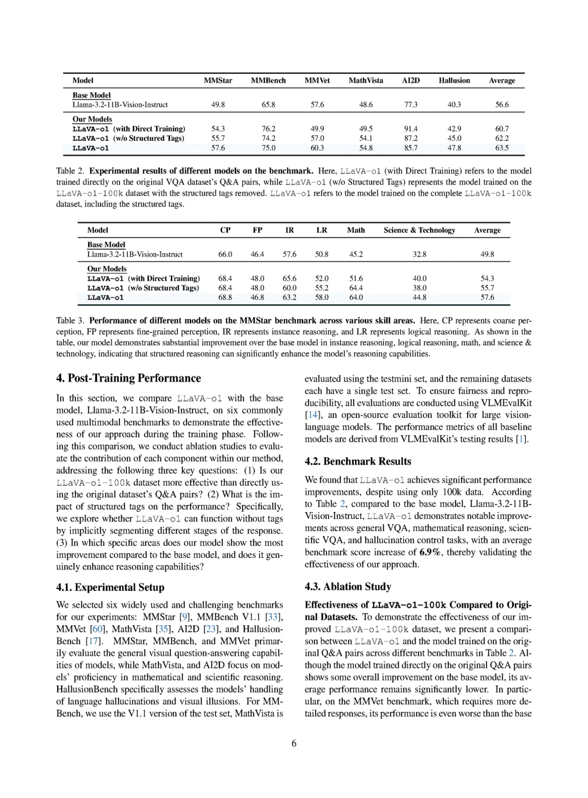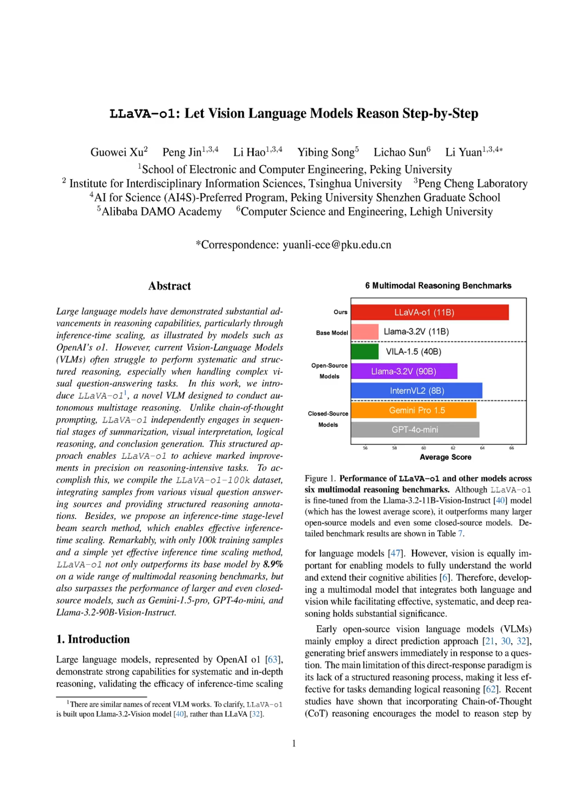The performance metrics employed for measurement were derived from VLMEvalKit, an open-source evaluation toolkit specifically designed for large vision language models. Additionally, ablation studies were conducted to assess the effectiveness of the LLaVA-o1-100K dataset and the structured tags used in the model, further validating the contributions of each component to the overall performance. The results indicated that LLaVA-o1 achieved significant improvements, with an average benchmark score increase of 6.9% compared to the base model, demonstrating its enhanced reasoning capabilities.